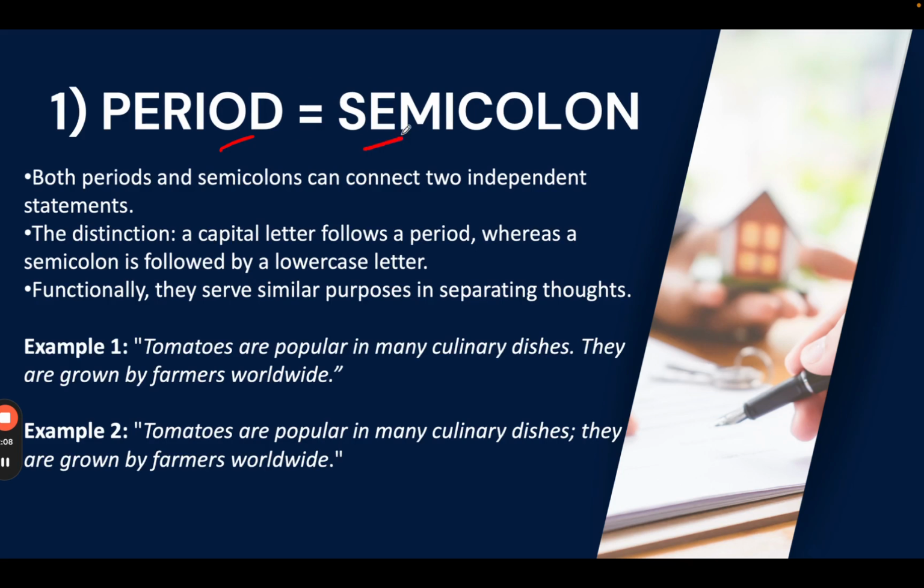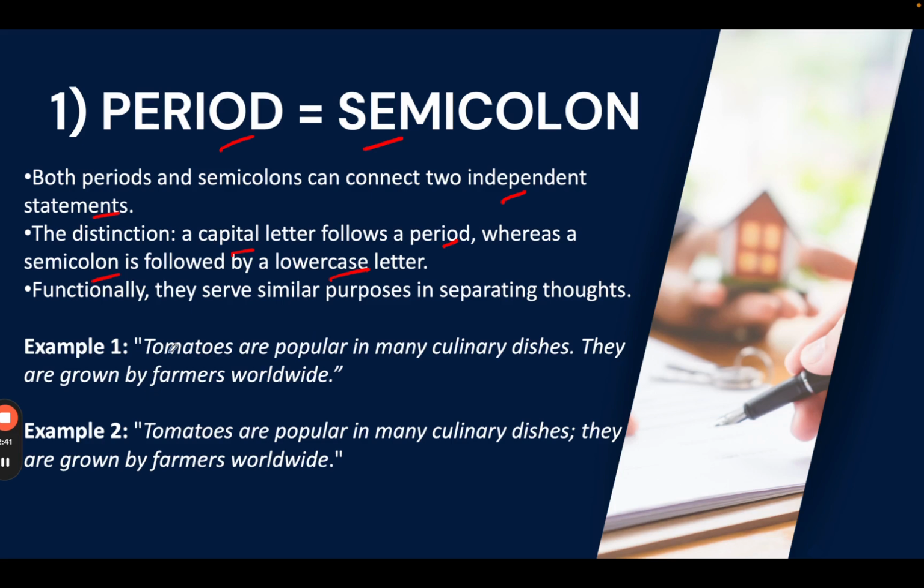Now understand this, very simply put, wherever you can use a period, you will be able to use a semicolon as well. Both of them can connect two independent statements, or you can also call them two complete statements. The usage is exactly the same. The only distinction is that a capital letter follows a period. You will use a capital alphabet after a period. But when it comes to a semicolon, we do not use a capital letter, right? We use a small case or a lowercase letter. Otherwise, the usage is pretty much the same.